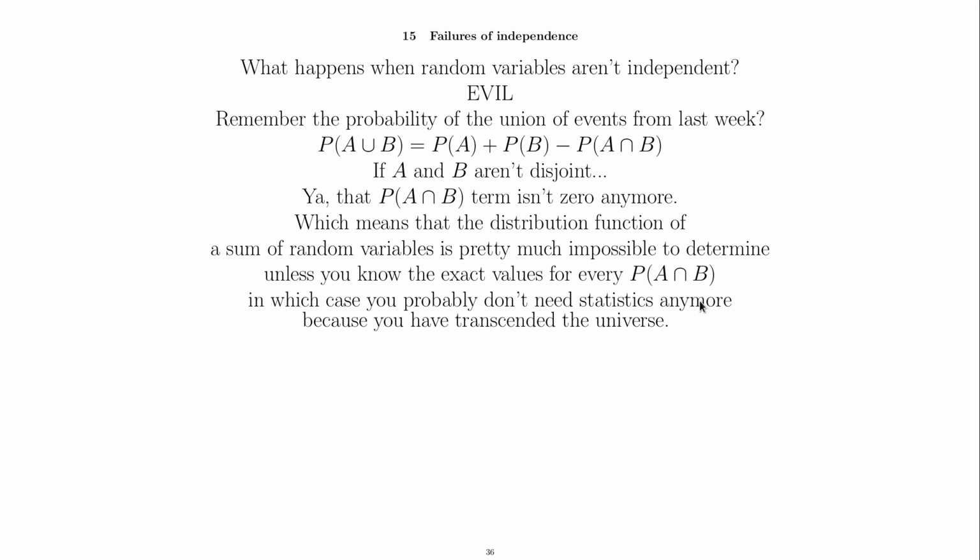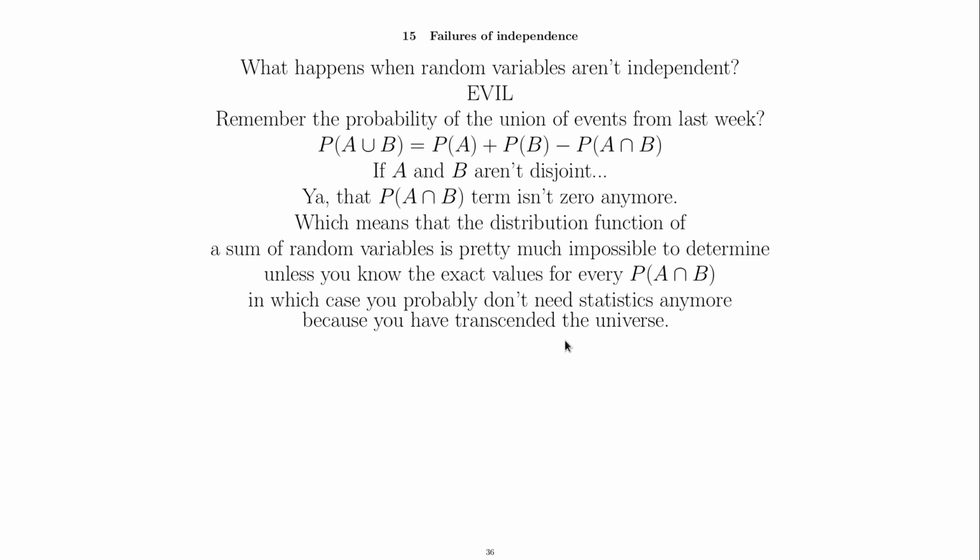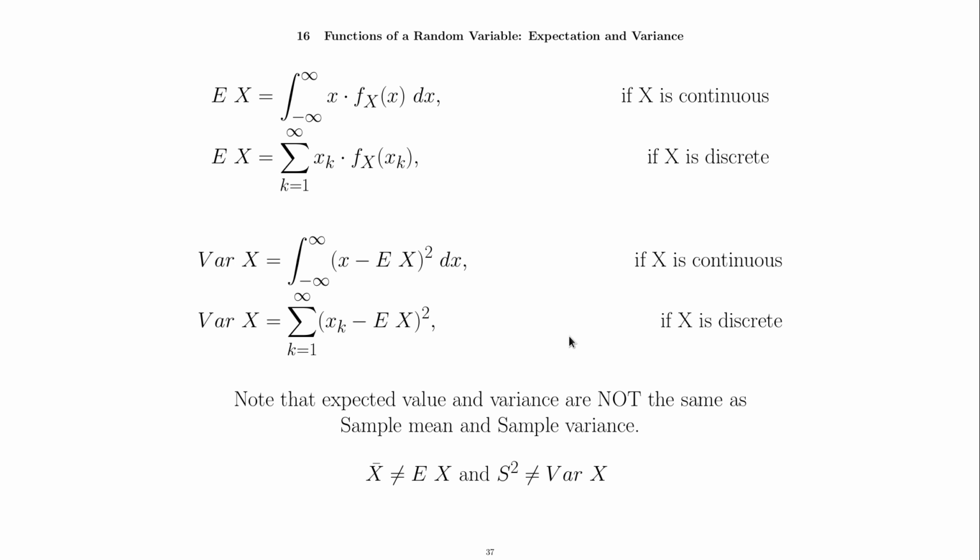Which is to say that you're going to have a lot of trouble using classical statistical methods to analyze your data if you think these things aren't independent. So we're going to jump in very quickly to functions of a random variable, and we're going to look at expected value and variance as examples of these.